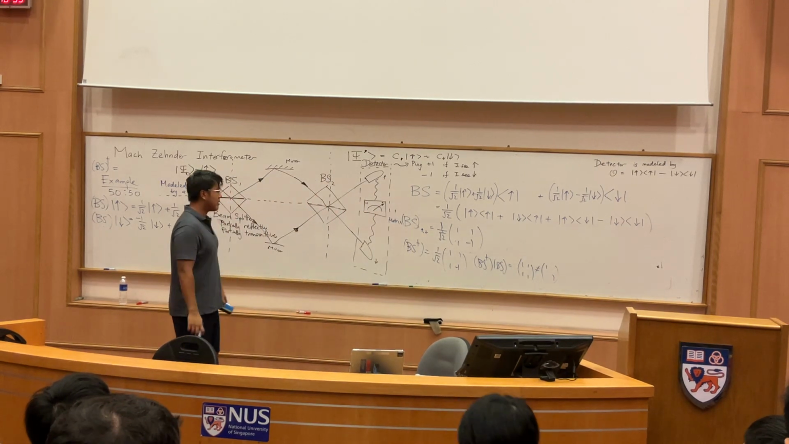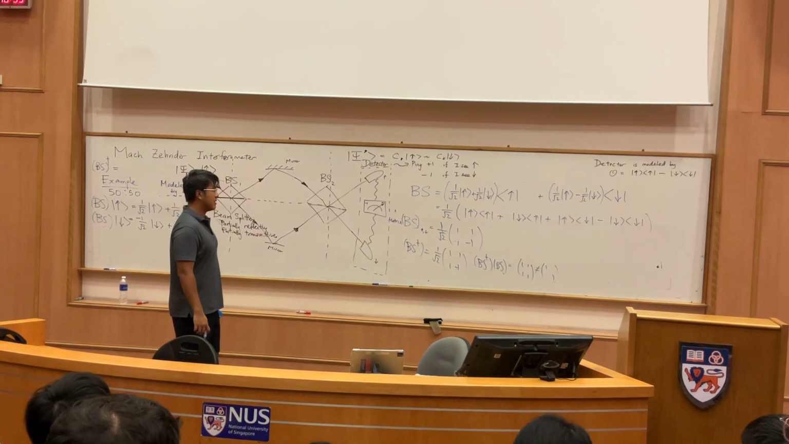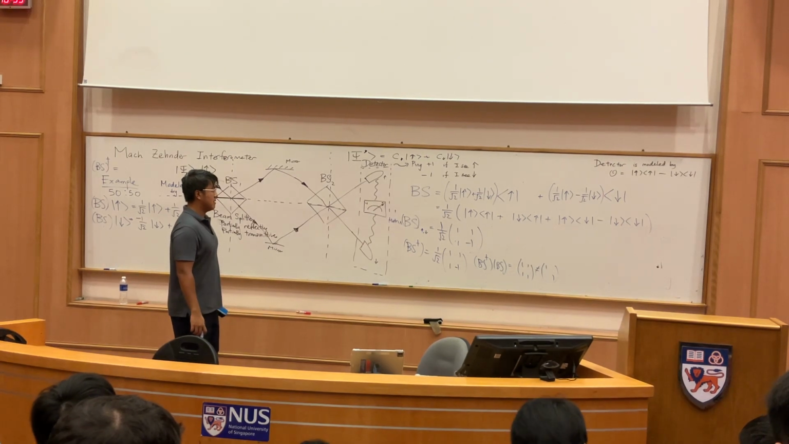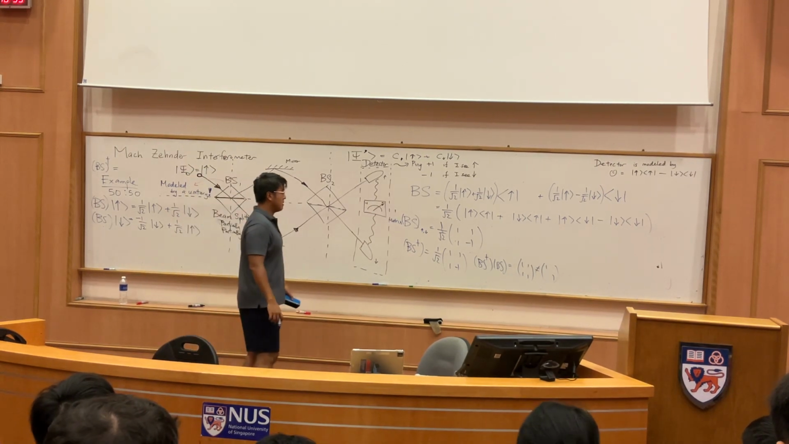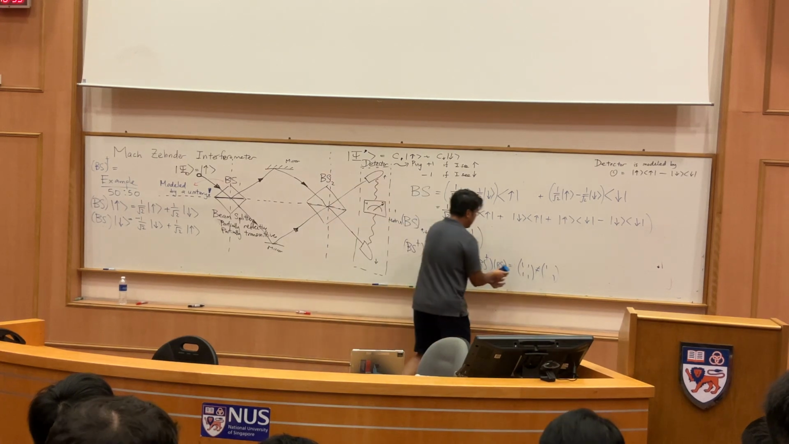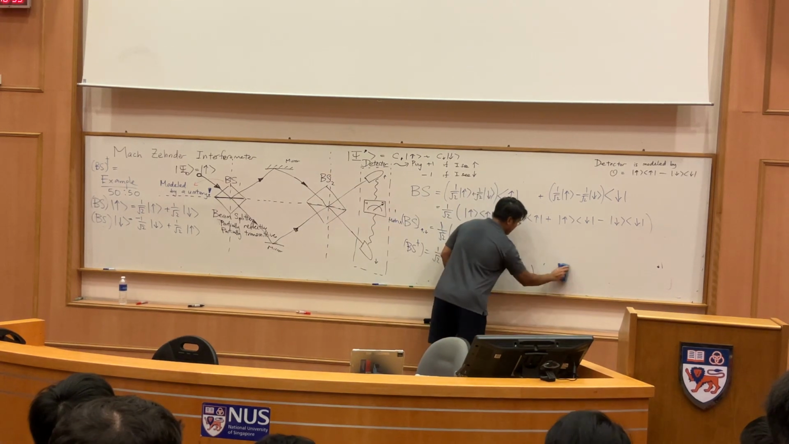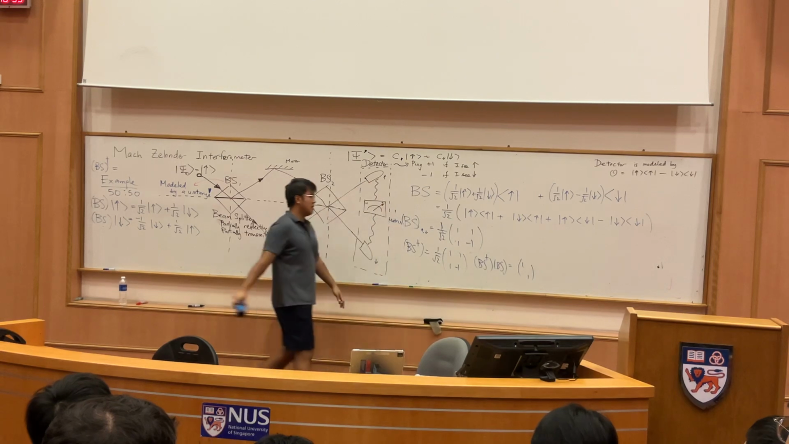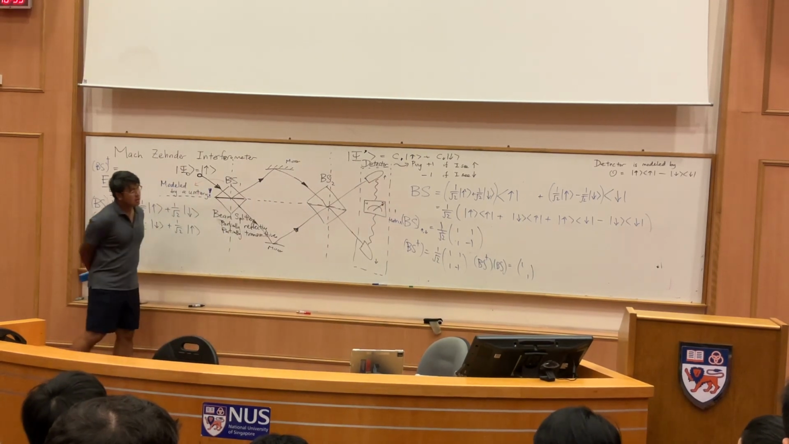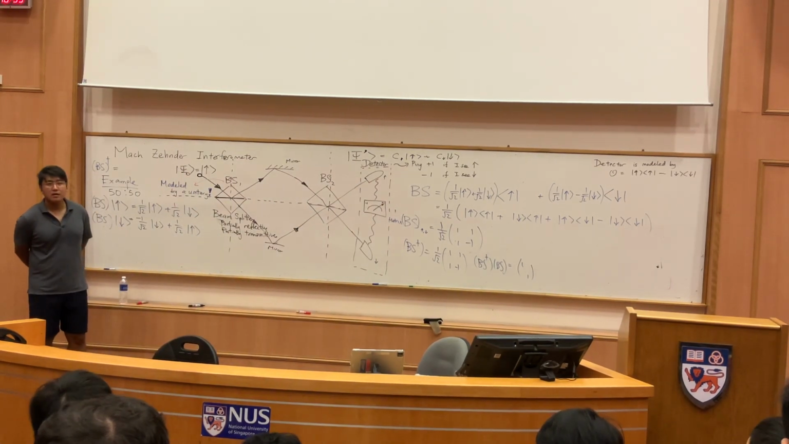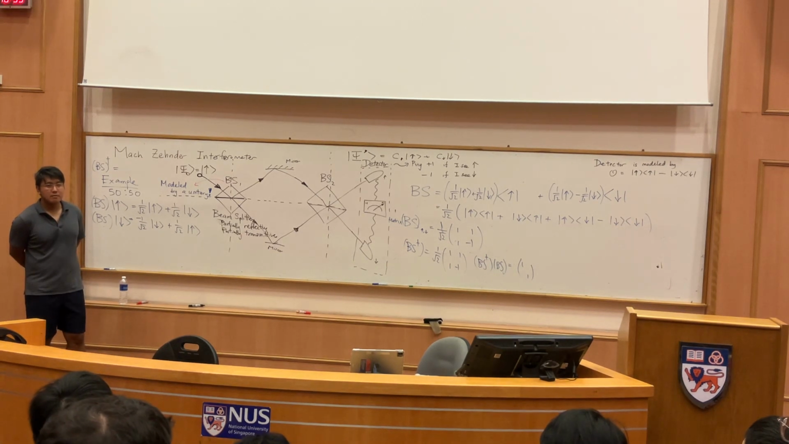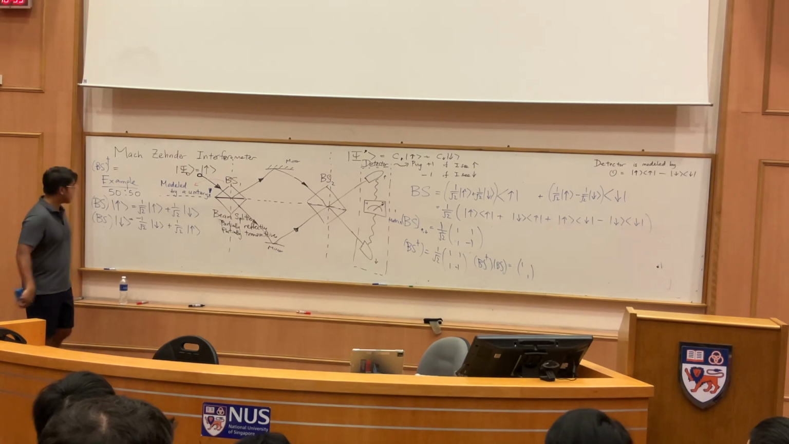But now, if you do the working, what do you get? You get 1, 0, 0, 1. Do you agree? Are you following? Okay, so this is a good unitary.